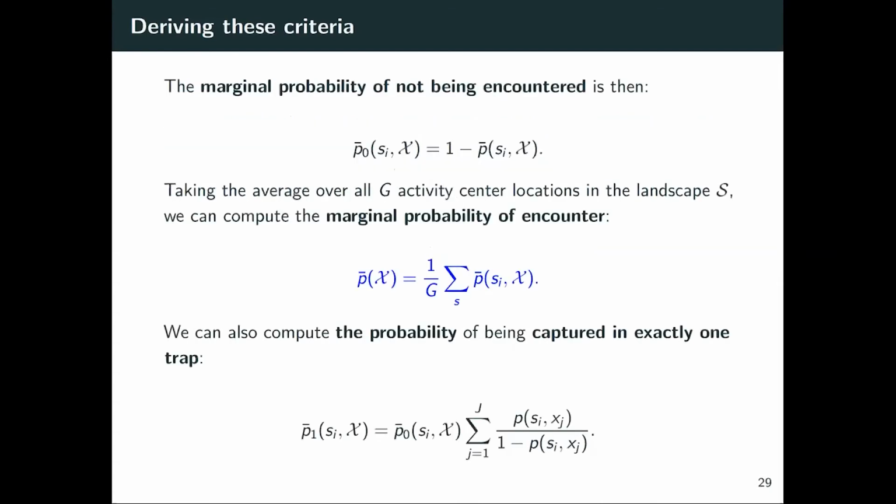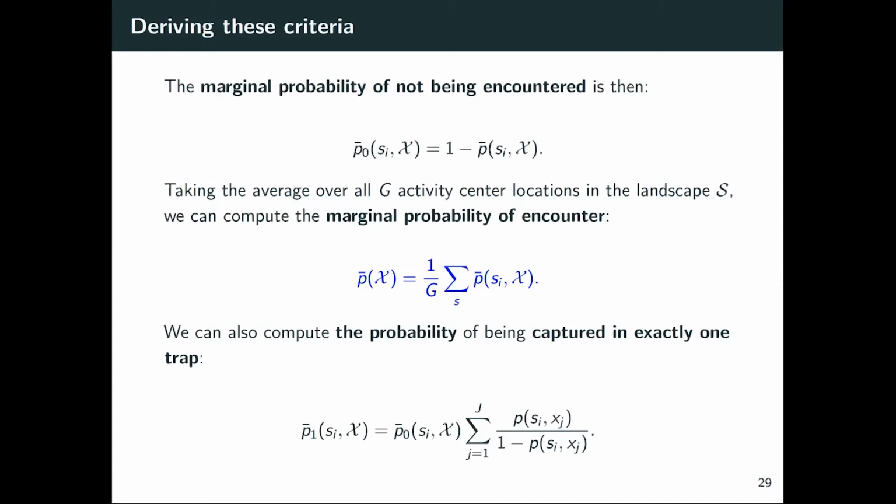We can get the marginal probability of not being encountered, which I said earlier was P0. That is kind of in conflict with the G0 parameter that we're using now. We can take the average over all activity centers, essentially coming up with the marginal probability of encounters. This is P bar. That was what Andy was talking about, what I just mentioned, and that's what one of the criteria is entirely based off of.